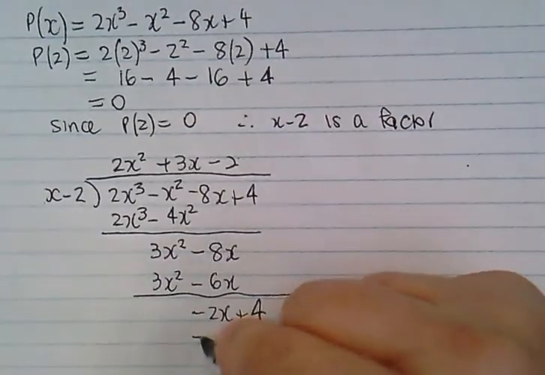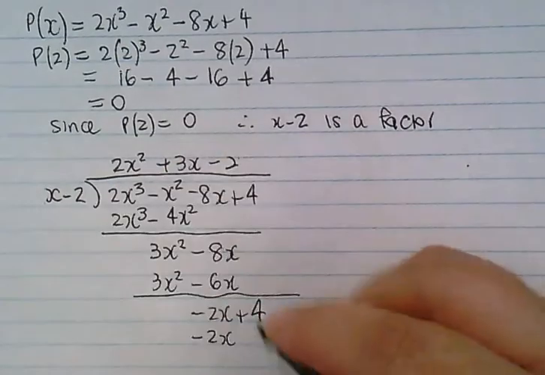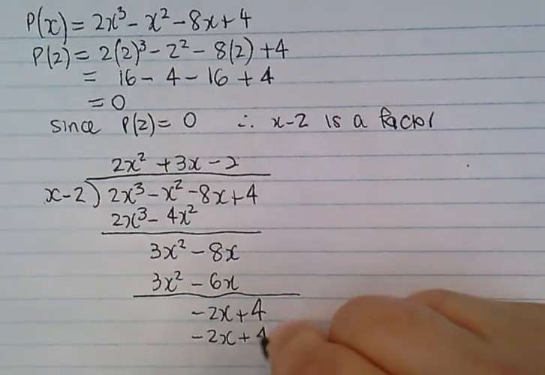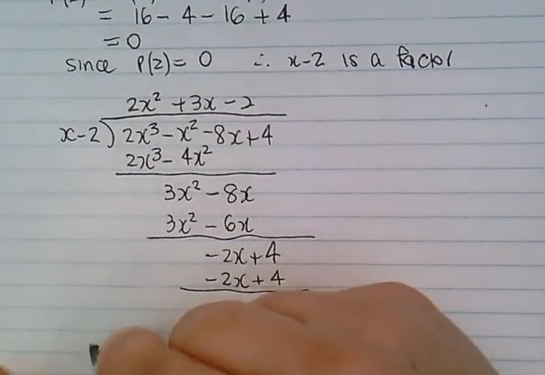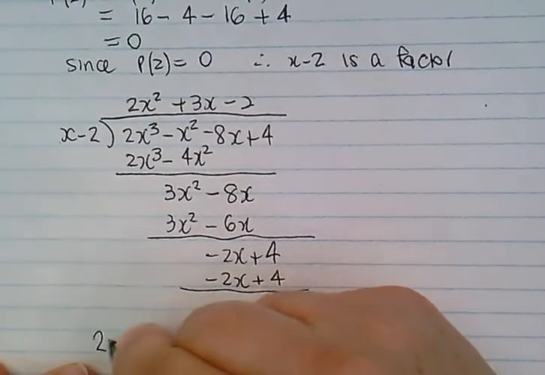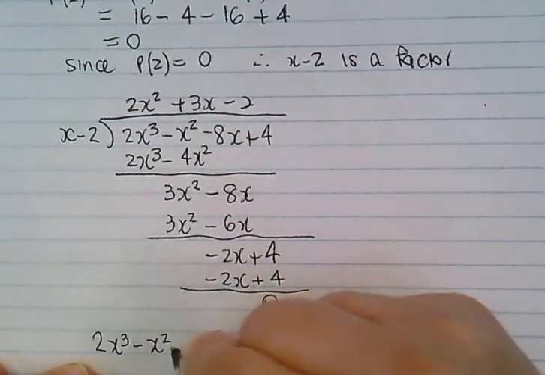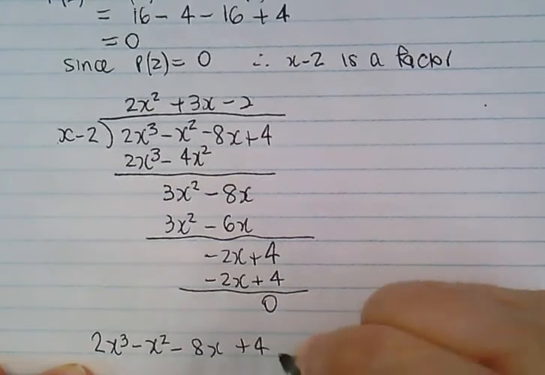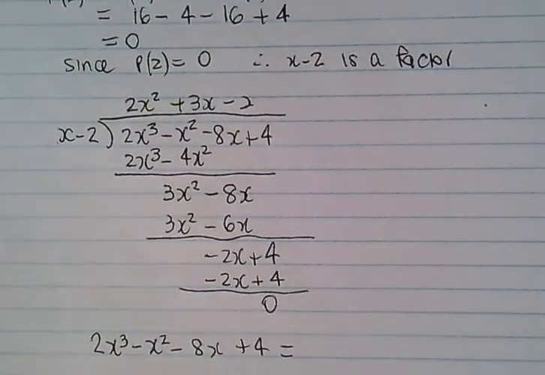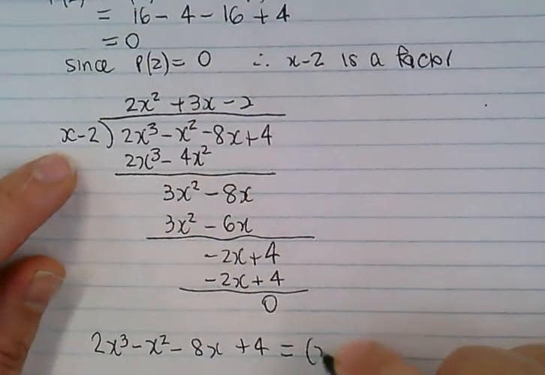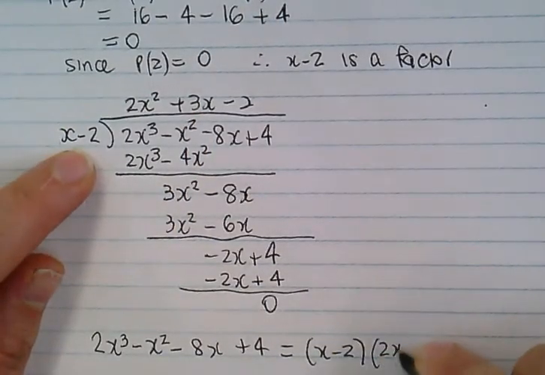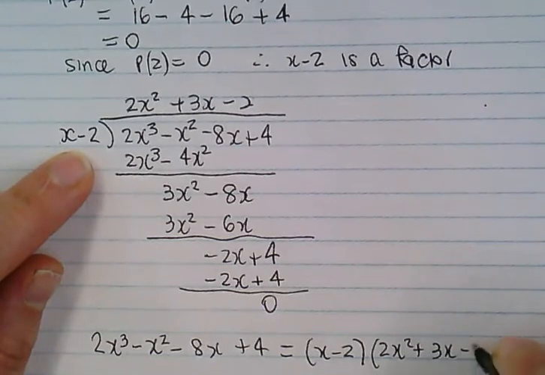So minus 2 times x is minus 2x. Minus 2 times minus 2, or negative 2, is plus 4. Great. I've got no remainder. Fantastic. Therefore, do you remember how we set out our thing? Therefore, 2x cubed minus x squared minus 8x plus 4 equals, how do we normally set it out? That times that. Equals x minus 2 times 2x squared plus 3x minus 2.